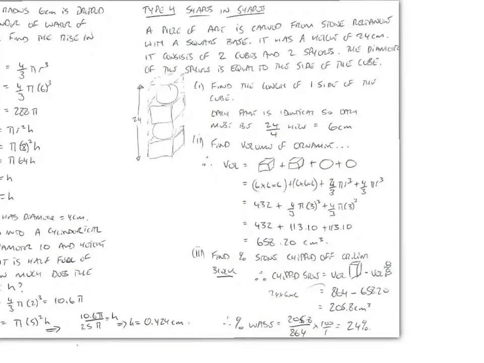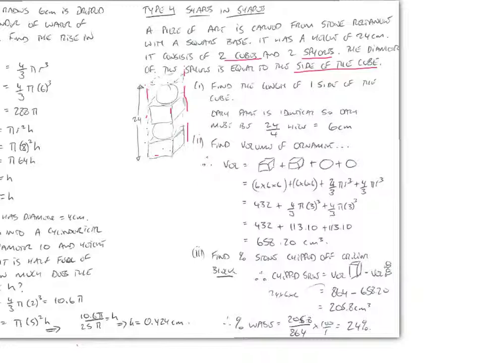And another, this is the type 4 problems that appear with spheres and cylinders. Shapes and shapes, I call these ones. So a piece of art is carved from a stone rectangle with a square base. It has a height of 24 centimeters. It consists of 2 cubes and 2 spheres. The diameter of the spheres is equal to the sides of the cubes, and the cubes are identical and the spheres are identical. Okay, so this is what it looks like here. We have a cube, a sphere, a cube, and a sphere, and it's all carved out of this original rectangular piece of wood or stone.